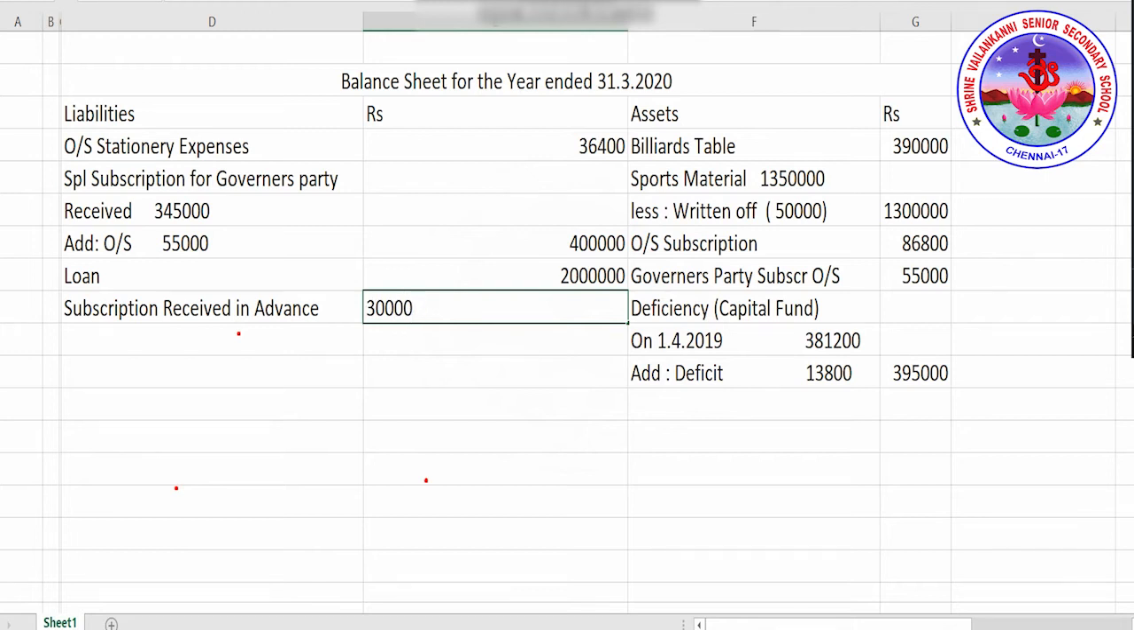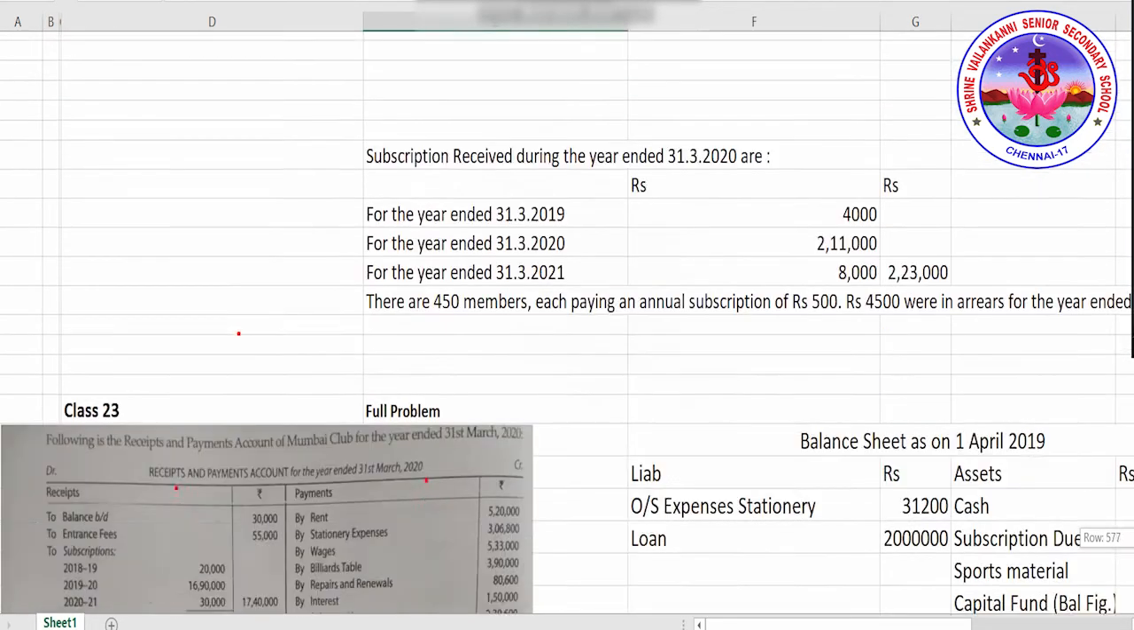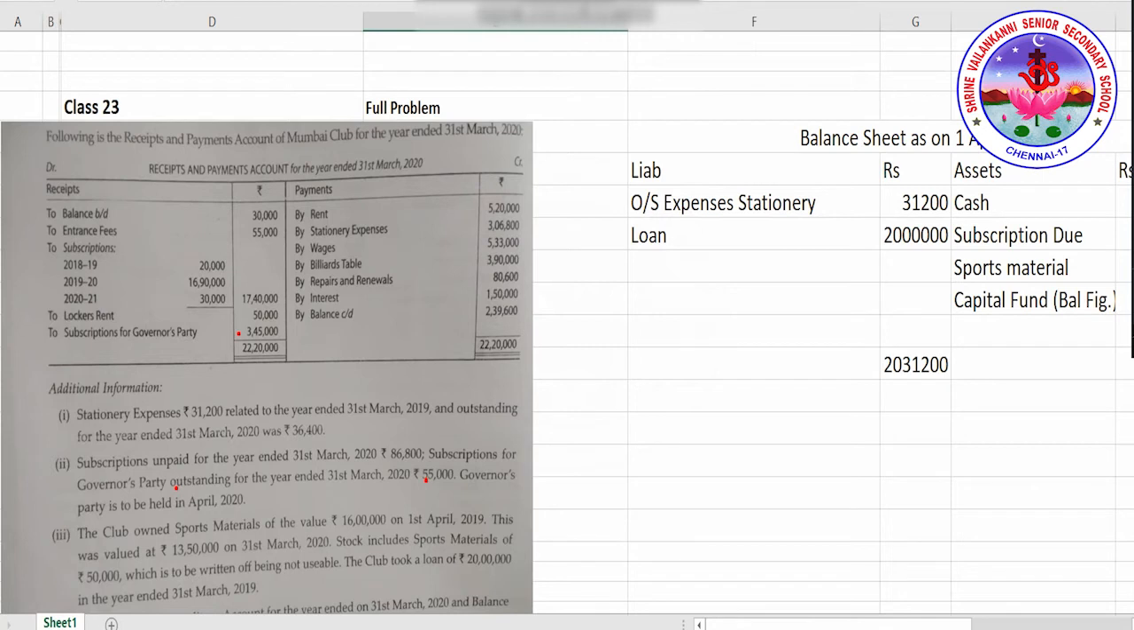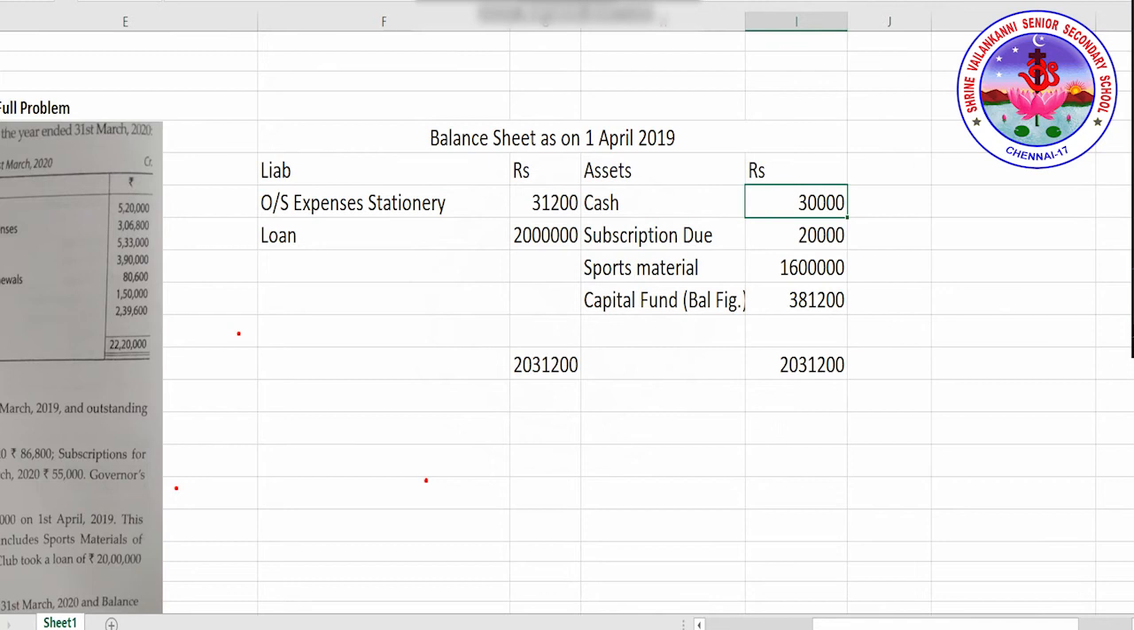Then we have the cash and bank balance, which has to be written. So what is the cash and bank balance given? If it is given, you can just take it. See, the closing balance by balance carried down, 3,96,600 on 31st March 2020. That will be the cash and bank balance. Okay, so this is the opening balance of cash. Opening balance of cash, we have written it here, 30,000 in the balance sheet as on 1st April 2019, which is nothing but balance brought down.